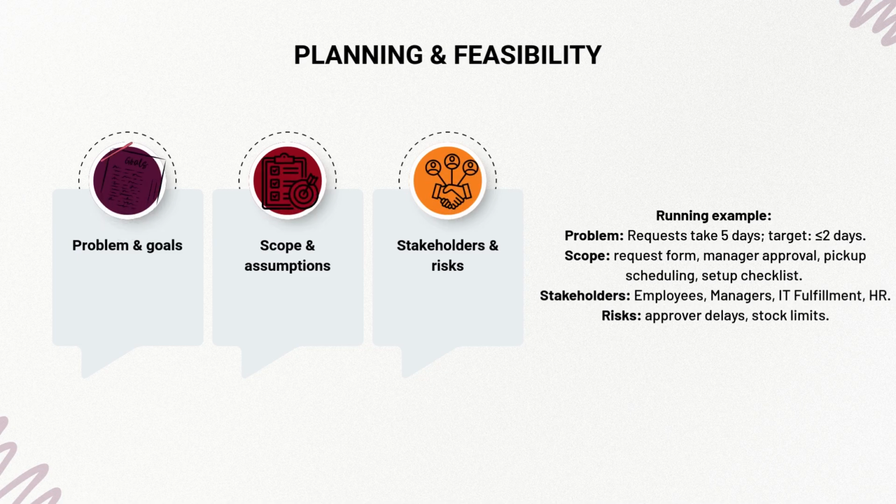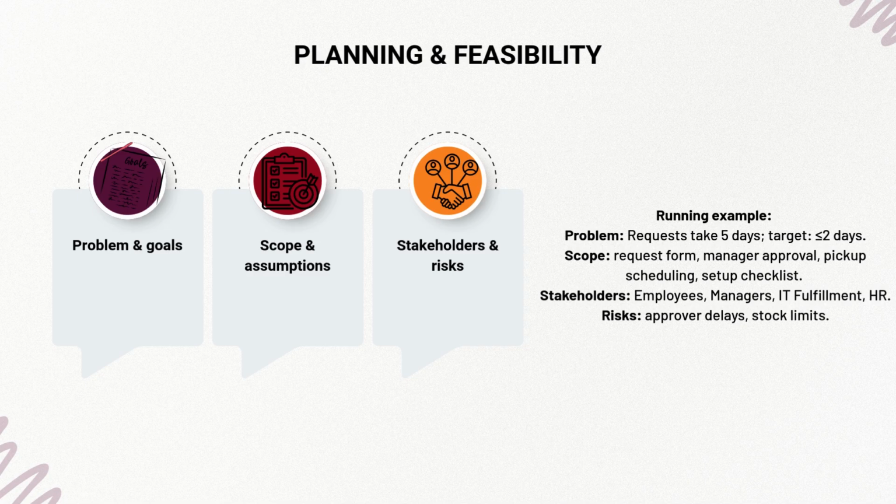Planning means that we answer what problem are we solving. For us, people wait 5 days to get a work laptop. That is our current state, right? That is what we determine is too slow. It takes too long. Our goal now is to have them get the laptops within 2 days.